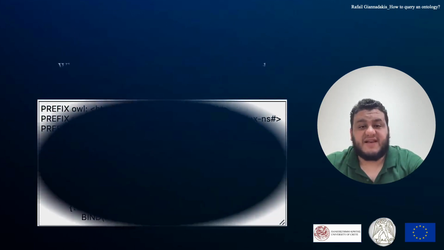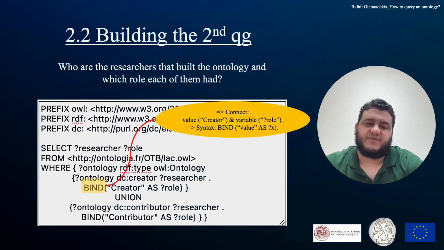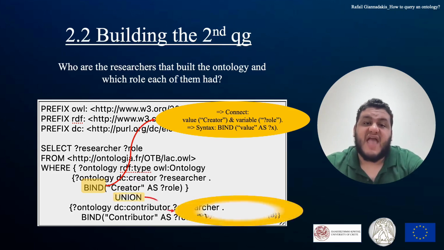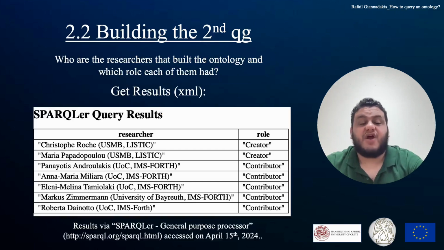More specifically, the BIND keyword enables us to attach a value to a variable. For example, we attach the value creator to the variable role, while the UNION keyword enables us to combine pattern alternatives. Thus, here are the results in XML format via the SPARQL General Purpose Processor.